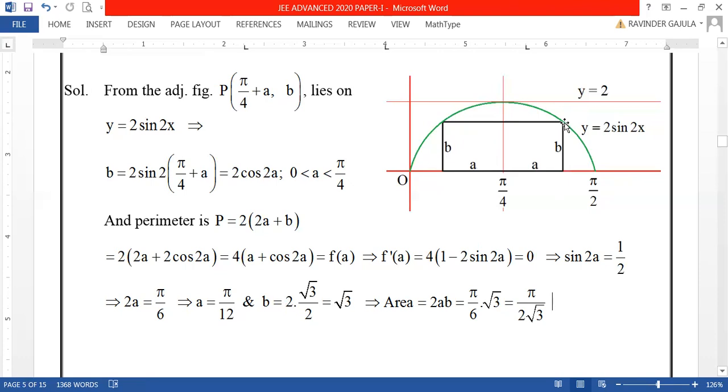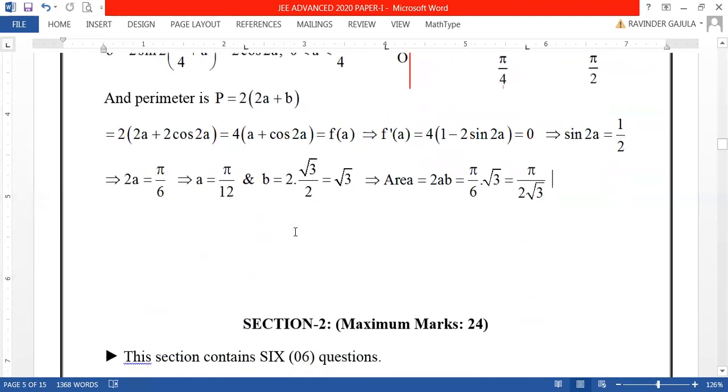Right. Now this point can be taken as pi by 4 plus a comma b, whereas this point can be taken as pi by 4 minus a comma b. Any point can be taken on the curve to get the relation between a and b. So substituting that, this is the condition. Knowing the relation between a and b, you can go for the function of perimeter and optimize that. Given that perimeter is least, f dash a can be taken 0. According to that, a can be found, then area can be found in this manner. Okay, so this is also one good question.